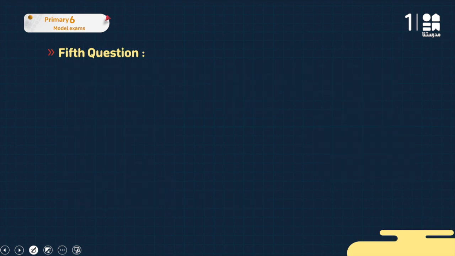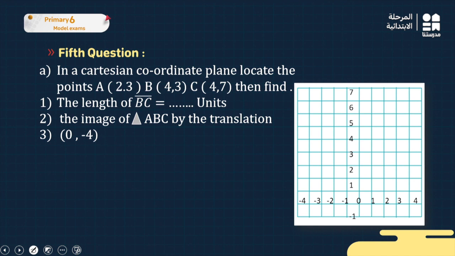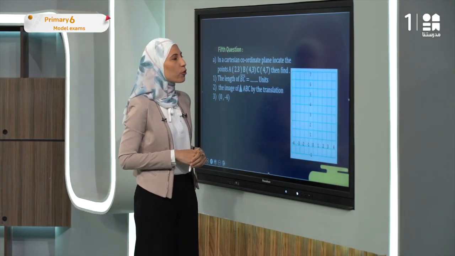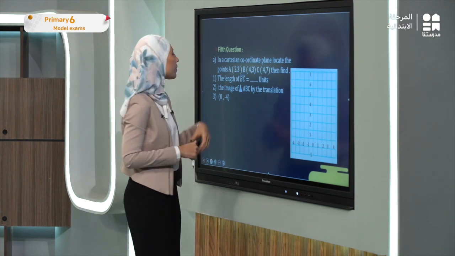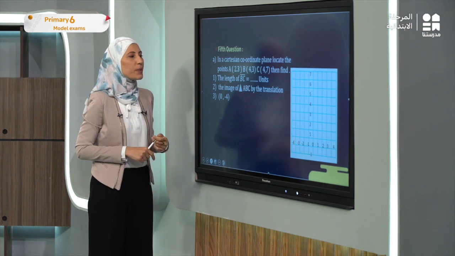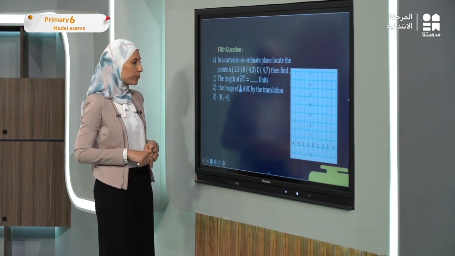Let's take exercise number 5. Here he told me, in a Cartesian coordinate plane, locate the points A, which is (2, 3), point B (4, 3), and C, which is (4, 7). Then find the length of BC and the image of triangle ABC by the translation (0, 4).